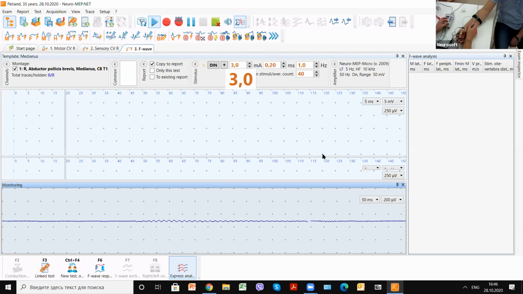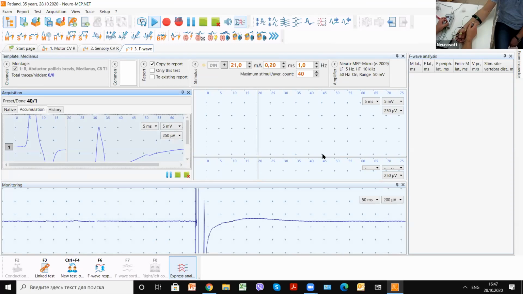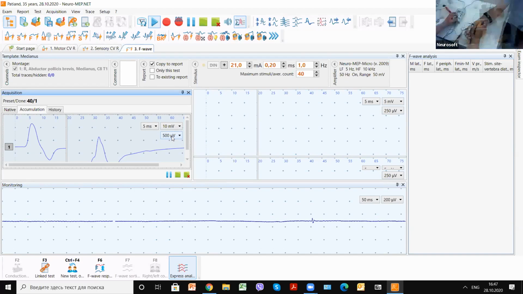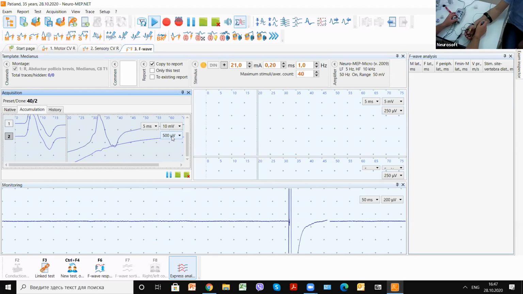So we can stimulate the same point at supramaximal level. And as Michael said, we have two different scales. For motor answer, it will be, for example, 10 millivolts, here 500 microvolts. And we stimulated several times, at least 10 for simple analysis.